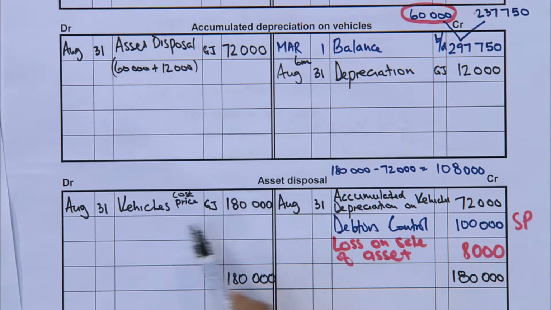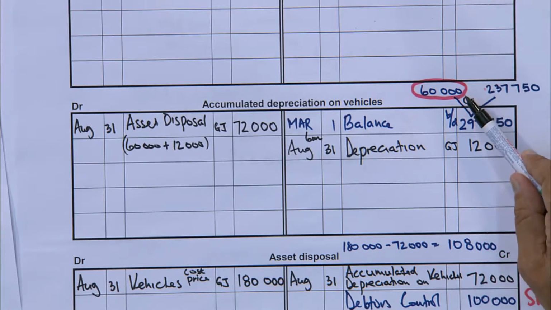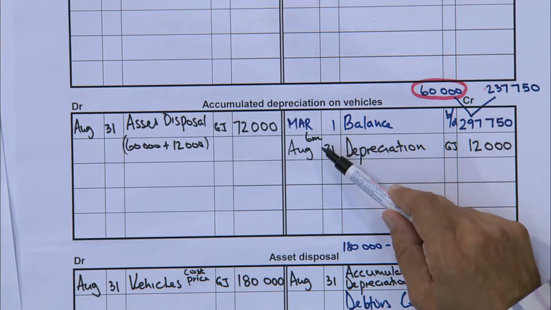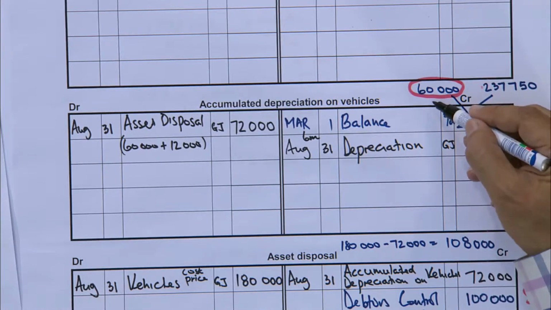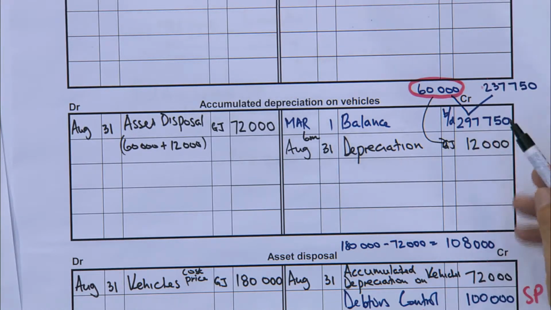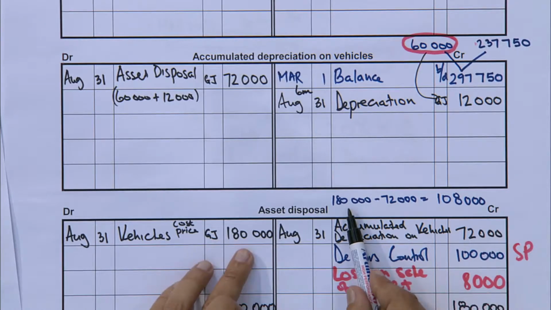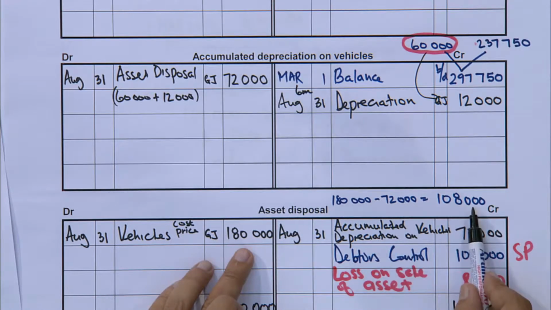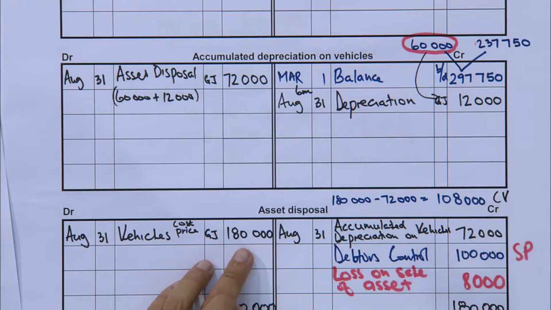Just once again quickly, the cost price was 180,000. The accumulated depreciation was 72,000, but remember, at the beginning of the year, it was 60,000. We wrote off an extra 6 months depreciation, which came to 12,000. So the total accumulated was the 60 plus the 12, and that gave me 72,000, and I brought the 72,000 to the asset disposal account. Then I calculated the 180,000 minus 72,000 gives me the 108,000. That will be the carrying value or the book value of the car.